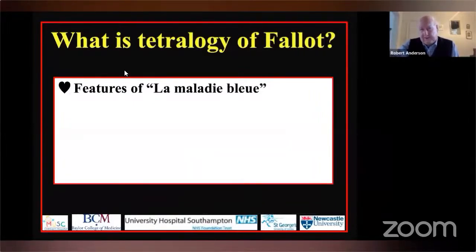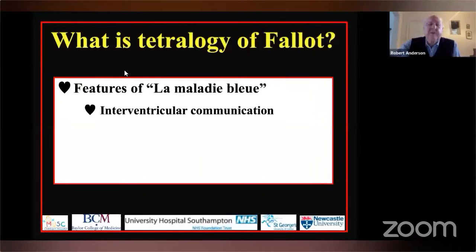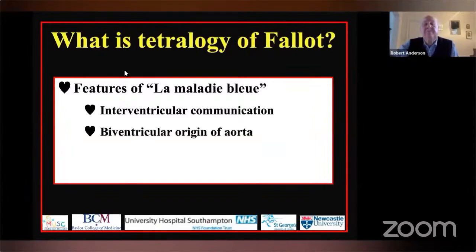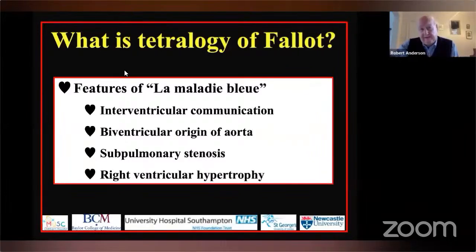He, of course, described these features using his native language, which is French. But if we translate the words he used, he noticed there was an interventricular communication. In his words, he noted the aorta was connected in both the ventricles. He observed that there was stenosis in the outflow tract of the lungs, but this was at subpulmonary level, and in all of the hearts, there was hypertrophy of the walls of the right ventricle.